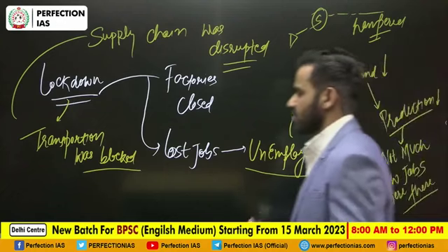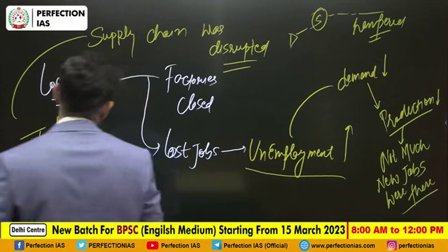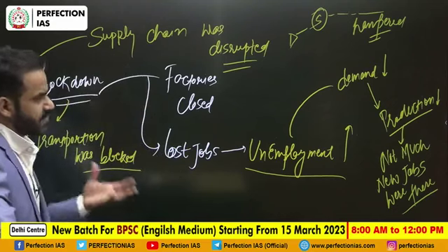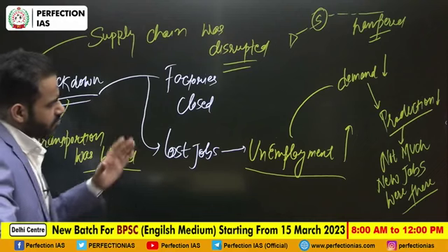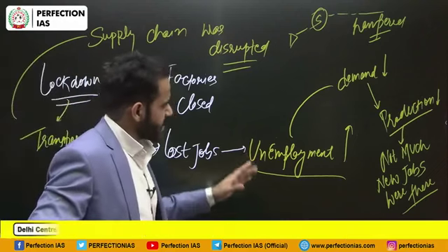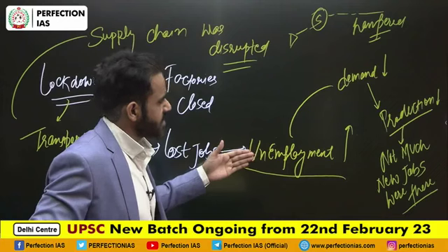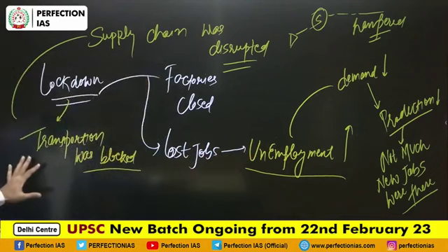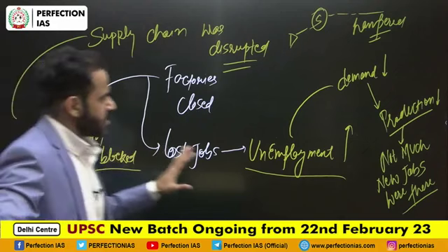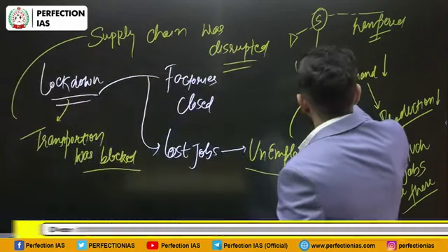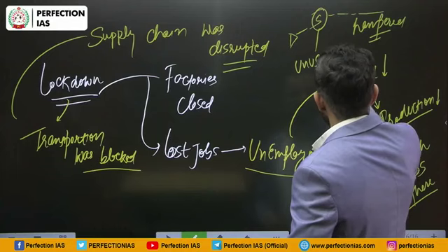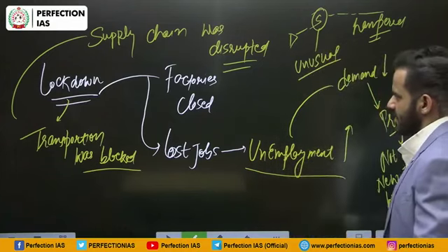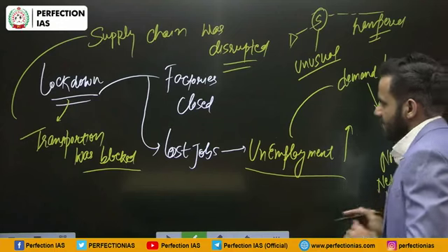In fact, you might have noticed that during those times, the price of vegetables and fruits was very, very high. Even though a lot of unemployment was there, the price of vegetables and fruits was still very high because the transportation was facing problems. That is why supply was unusual. That means there was a kind of uncertainty in the supply. So this is a situation of stagflation.